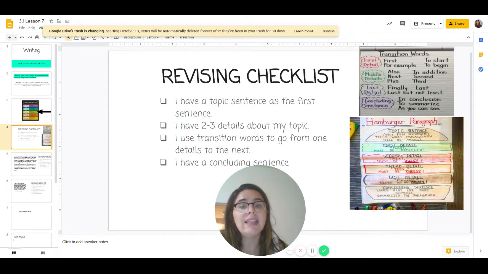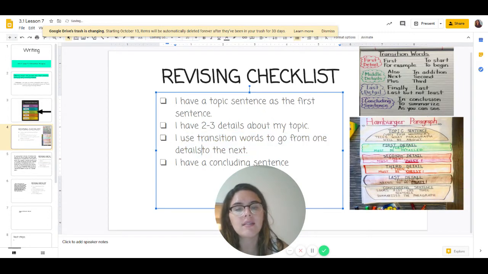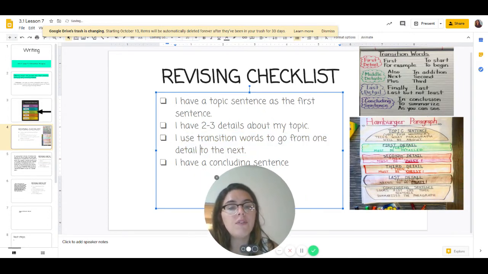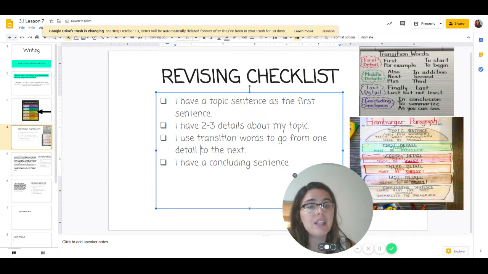So in this revising checklist for our paragraphs, this is what I'm looking for. I have a topic sentence as the first sentence. I have 2 to 3 details about my topic. I use transition words to go from one detail to the next. I have a concluding sentence. If you have all of those things, then you're ready to go to editing. But I'm gonna show you how to do this with my paragraph, and then we're gonna do it with some of our friends' paragraphs.